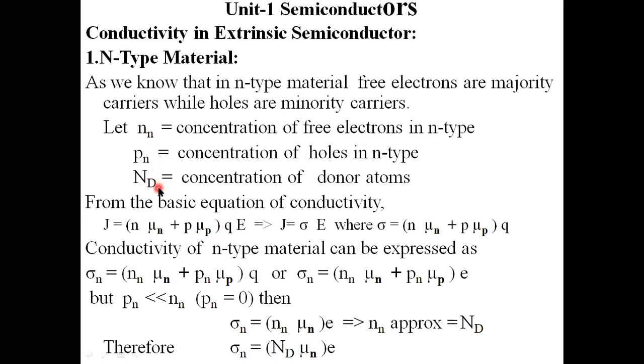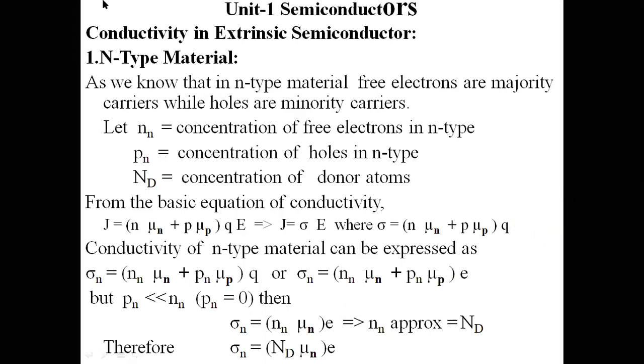And Nd is given as the concentration of donor atoms. We know the basic equation of conductivity: J is equal to (n mu n plus p mu p) into qE, that is J is equal to sigma E, where sigma is conductivity. Sigma can be represented as sigma is equal to (n mu n plus p mu p) into q. We know this already from the current density equation in conductors.